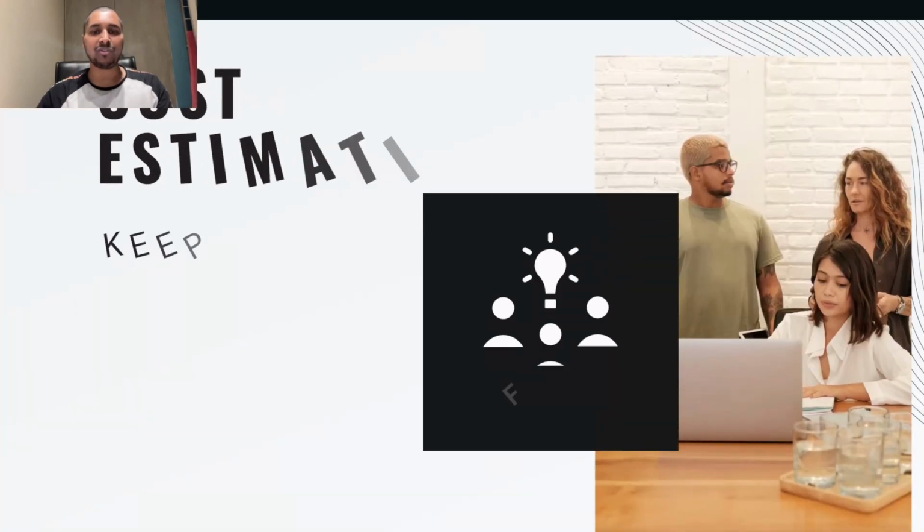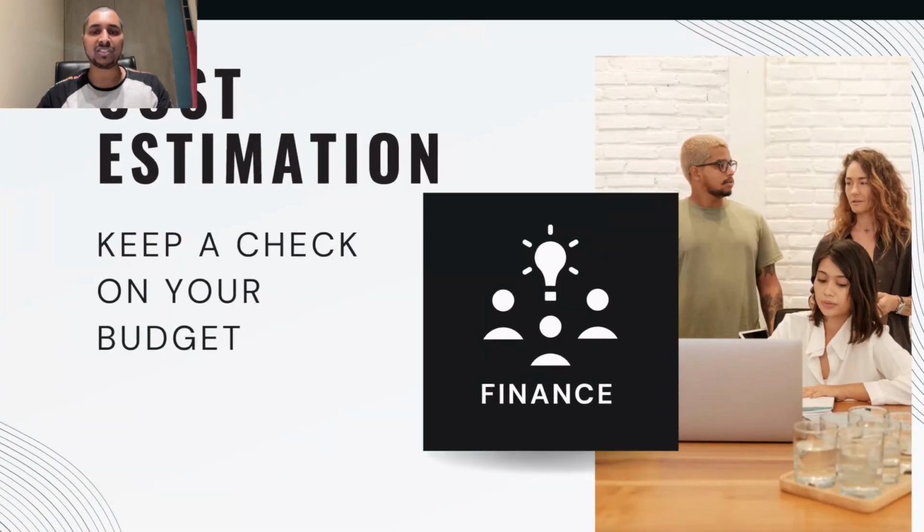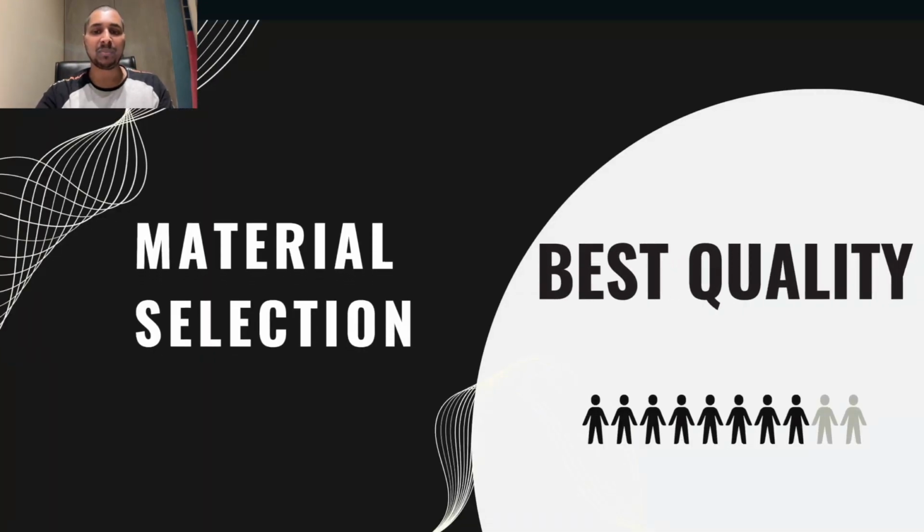Now, once you have the contractor, the next step is to get a cost estimation for your project. It is recommended to get at least 3 quotes from different contractors to ensure a fair price. Now also choose the best quality material that fits your budget. Make sure to select high quality material for the building structure and consider the life cycle cost.